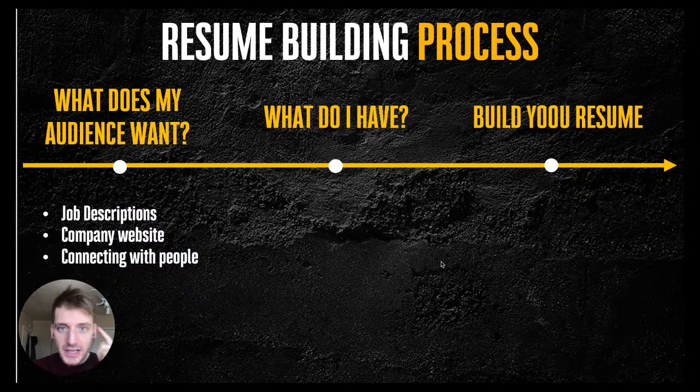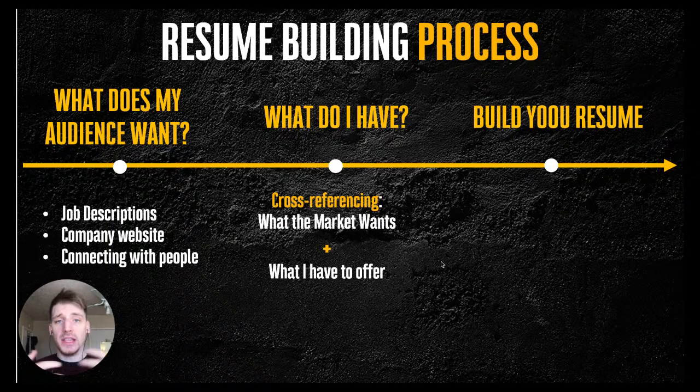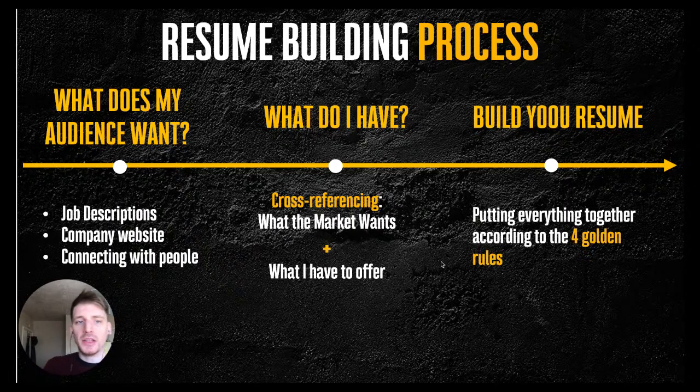Once you have clear in mind what they want, then you're gonna think about what you have. What experience do I have? Have I done an internship that can be relevant for this? Have I taken some university courses, some classes, some online training that is relevant for what the companies want? And you're gonna cross-reference this, and you're gonna have clear in mind the value that you can bring to these companies. And finally, we're going to put everything together according to the 4 golden rules.